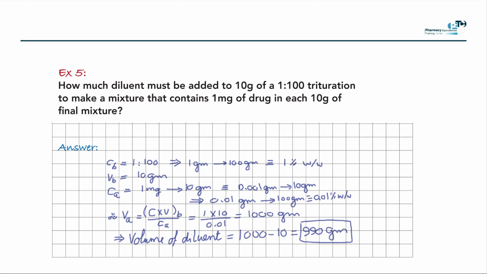Here the volume after will be 1000 grams, and the volume before was 10 grams. So the difference between both will give us the diluent added to the stock solution to get the final solution.